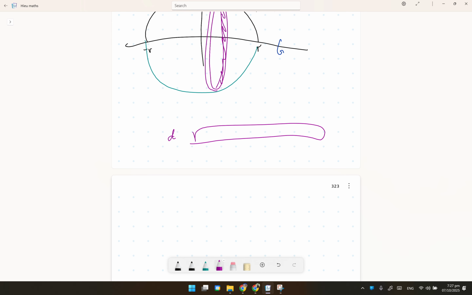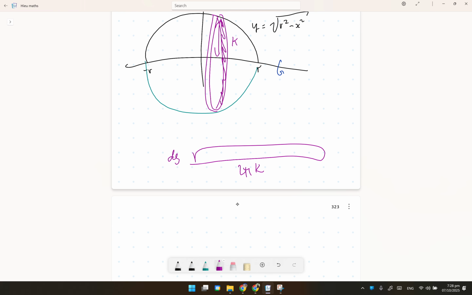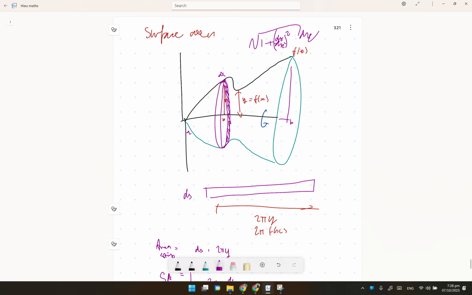If we unfurl that, it's going to look like this. This is going to be ds, and this length is going to be 2 pi r, not the other r. Let's just say this is k or something, so 2 pi k, but you know what I mean by 2 pi r. And k is just the height of the function, so it's going to be 2 pi y. Oh, actually, I forgot to mention something.